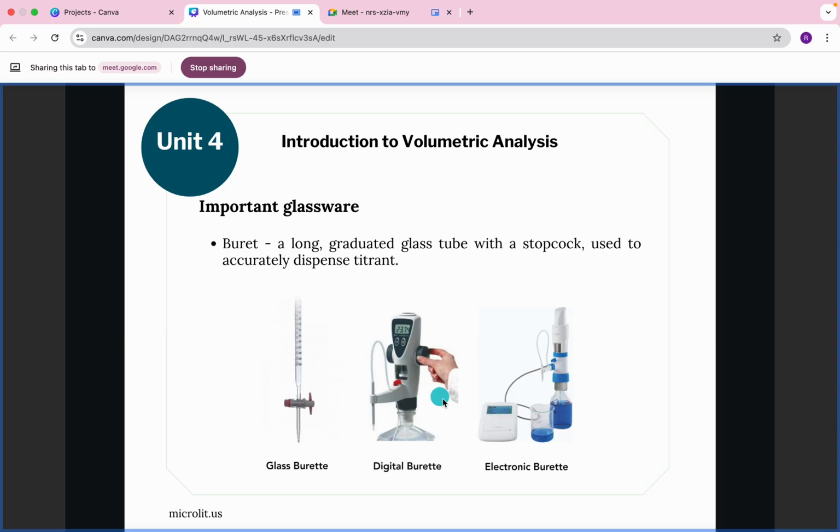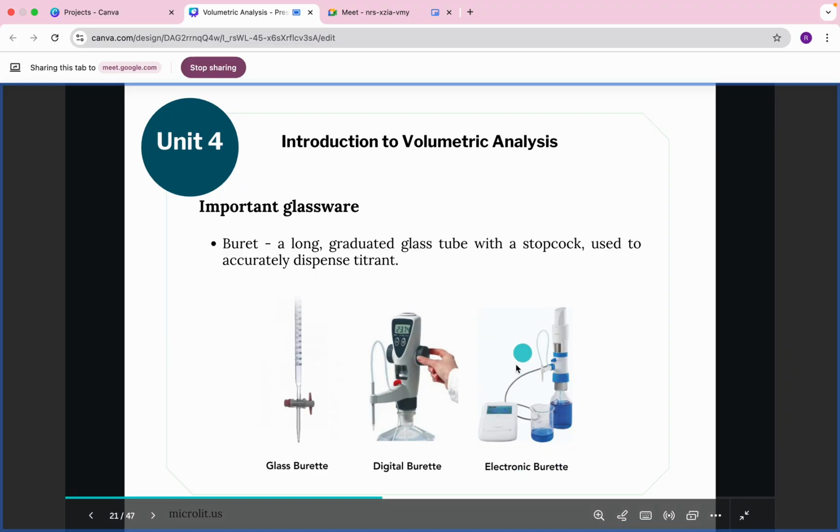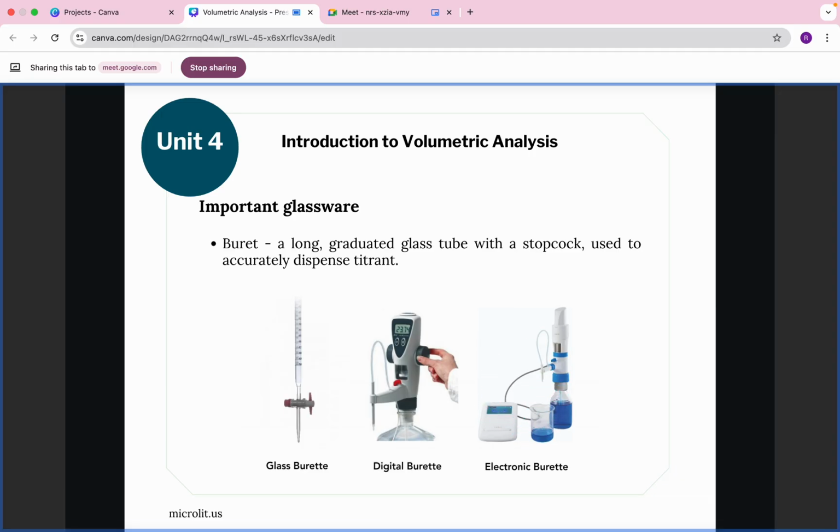By the way, your glasswares and digital instruments, you need to get them calibrated. What that means is, for example, if you want to know if 50 ml is accurately 50 ml, you need to calibrate it in order to know if it's 50 or actually lower than 50 or higher than 50. That's what calibration means. And we also have the electronic burette if you're dealing with ions in your solution or you want to check if there are charges involved.